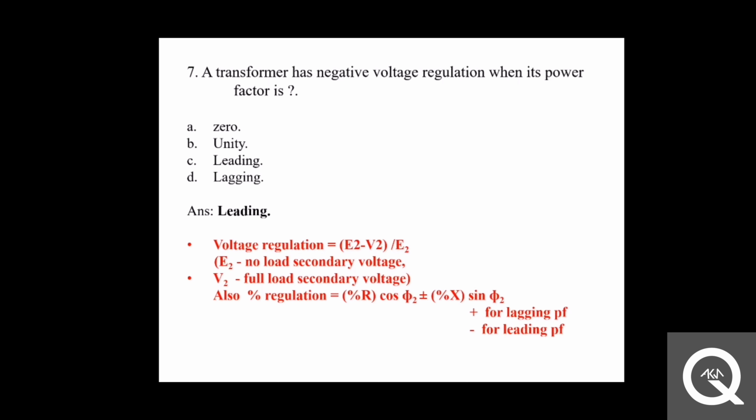From the vector diagram of equivalent circuit, we get an equation for percentage regulation, that is equal to percentage R into cos phi 2 plus or minus percentage X into sin phi 2. Percentage R means per unit resistance or per unit resistance drop, and percentage X is per unit reactance or per unit reactance drop. Here plus sign is for lagging power factor and minus is for leading power factor. If the resistance drop is completely compensated by reactance drop, zero voltage regulation takes place. It is possible at leading power factor loads.